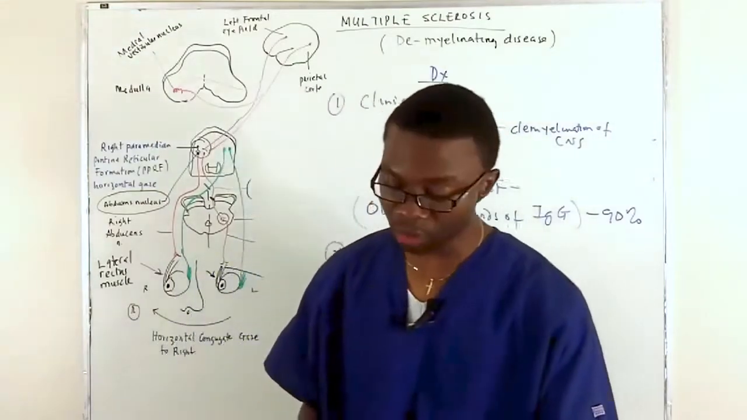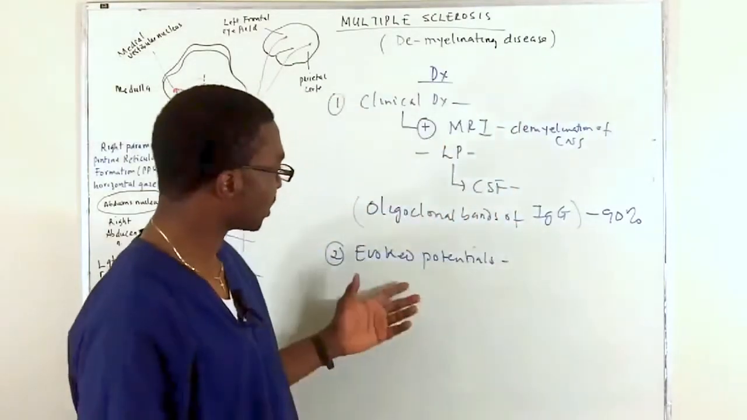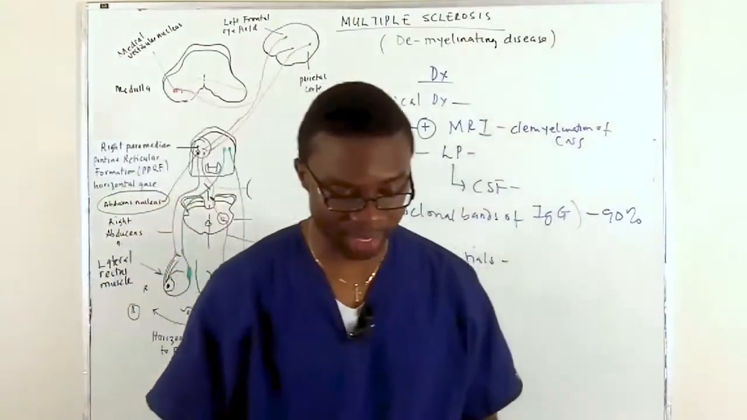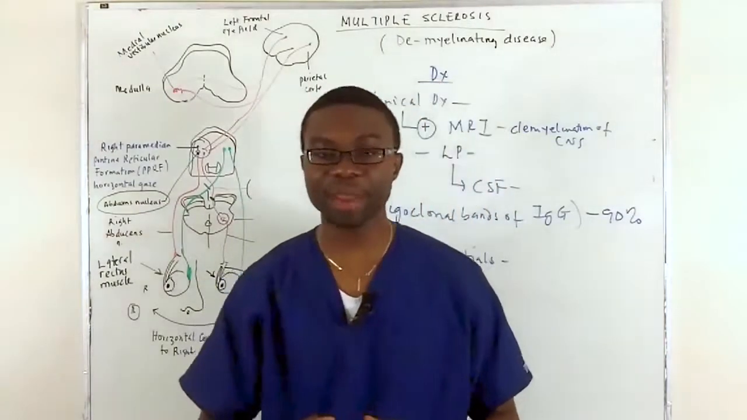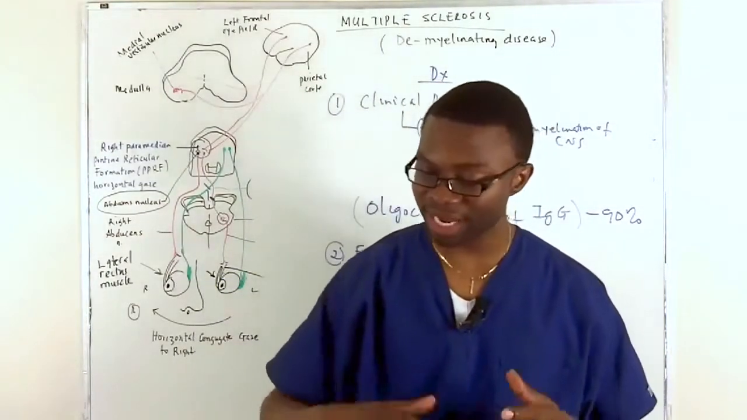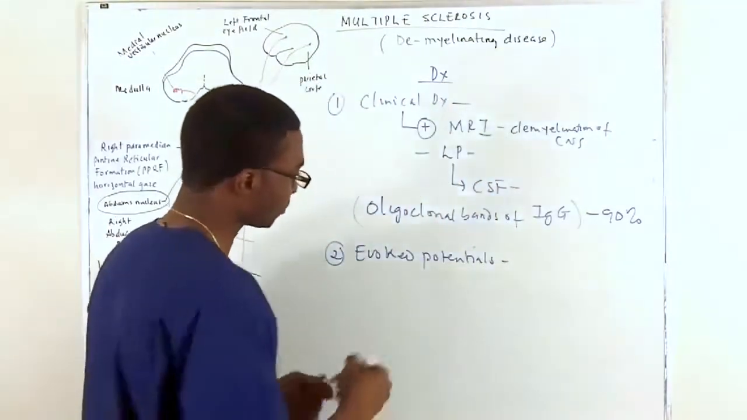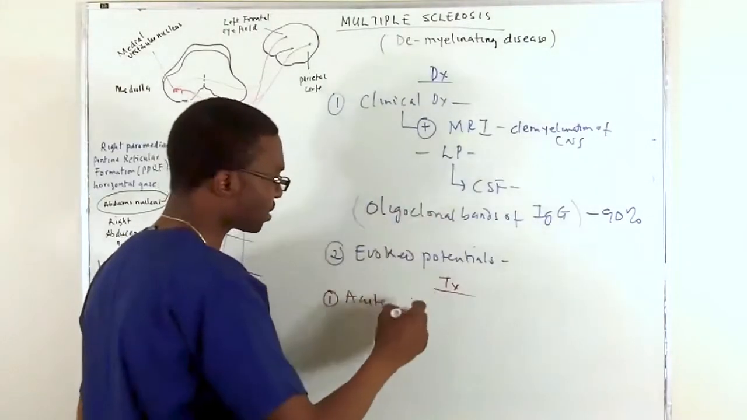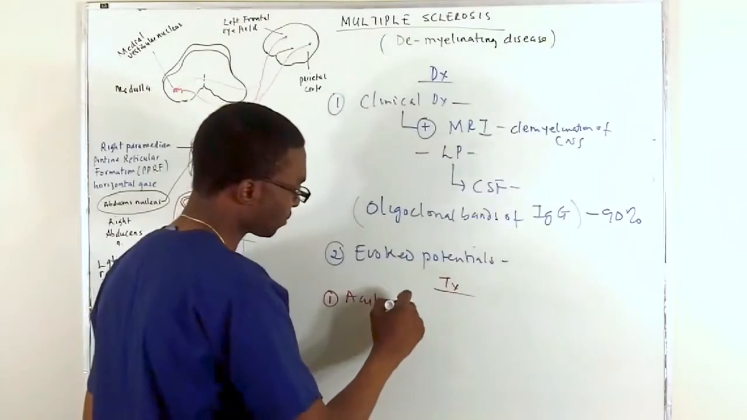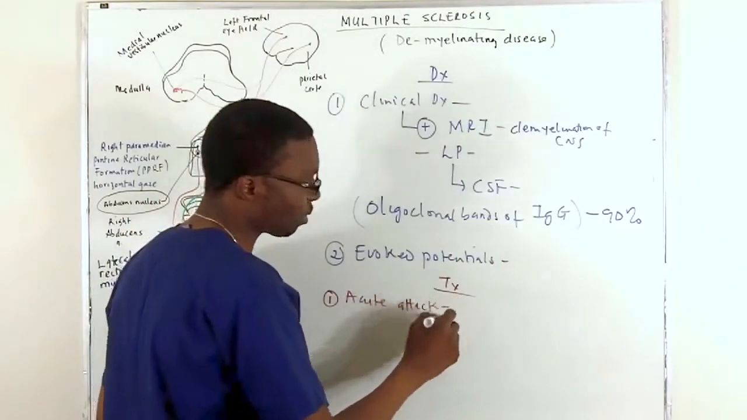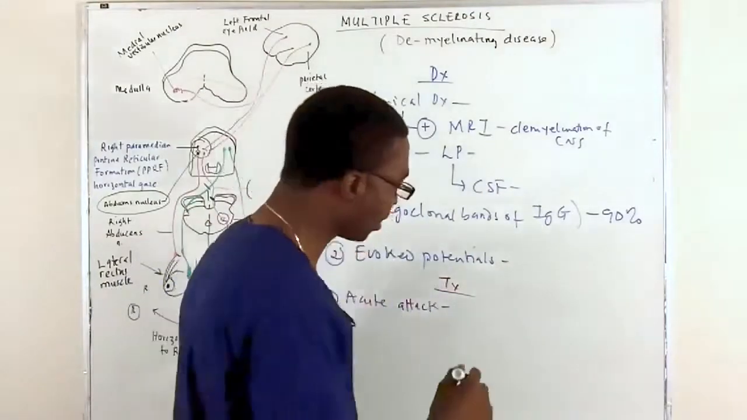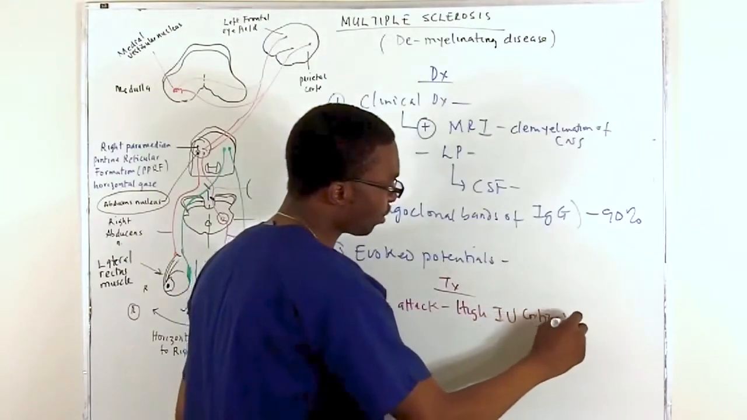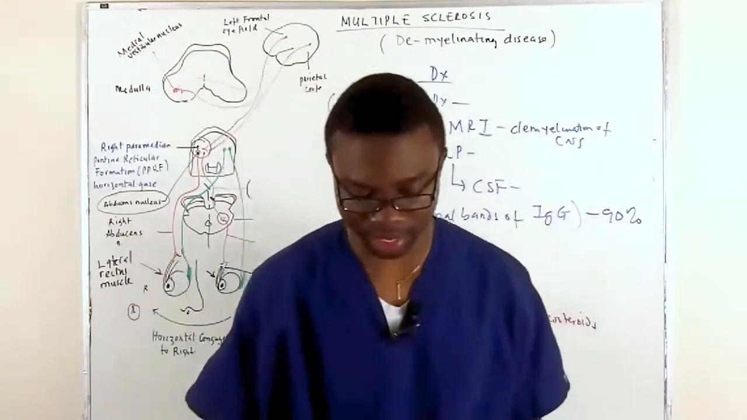All right, so how do we treat these patients? Aside from checking evoked potentials, looking for demyelination using MRI, and using oligoclonal bands, the treatment often depends on whether they have an attack. If these patients have an acute attack, an acute exacerbation or relapsing episode, you want to start them on steroids. You want to give them high dose intravenous corticosteroids. That's what you give the patient who has an acute attack.